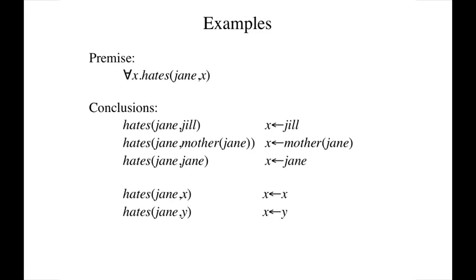Consider the sentence, for all x, hates(Jane, x). Jane hates everyone. From this premise, we can infer that Jane hates Jill. We can also infer that Jane hates her mother. And we can even infer that Jane hates herself. In addition, we can use universal elimination to create conclusions with free variables. For example, we can infer hates(Jane, x), or equivalently, hates(Jane, y).